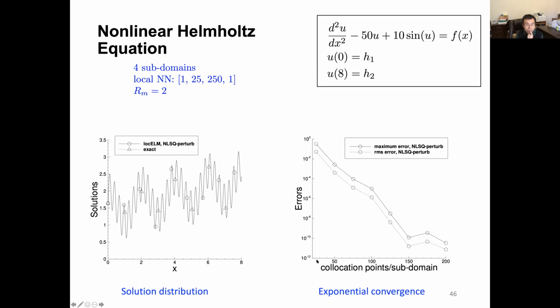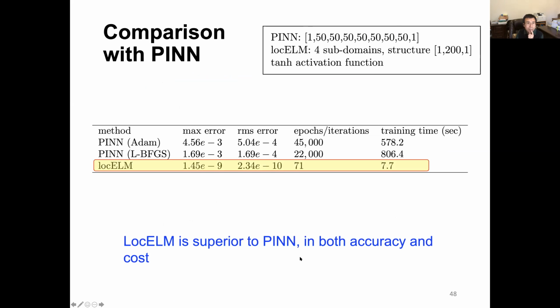Here that's with respect to the collocation points, and this one is a comparison with the PINN. Here the error level is around 10 to the -3. I mean, the accuracy level and the training time are quite different.